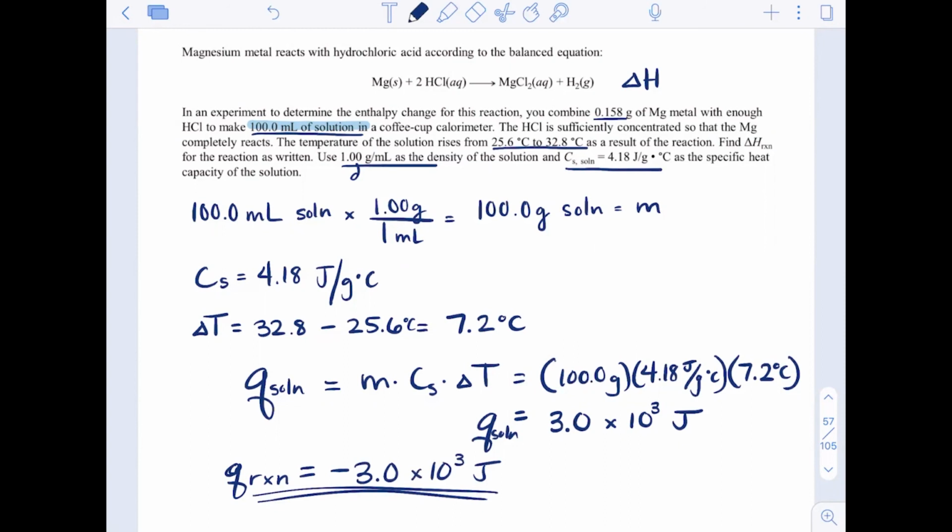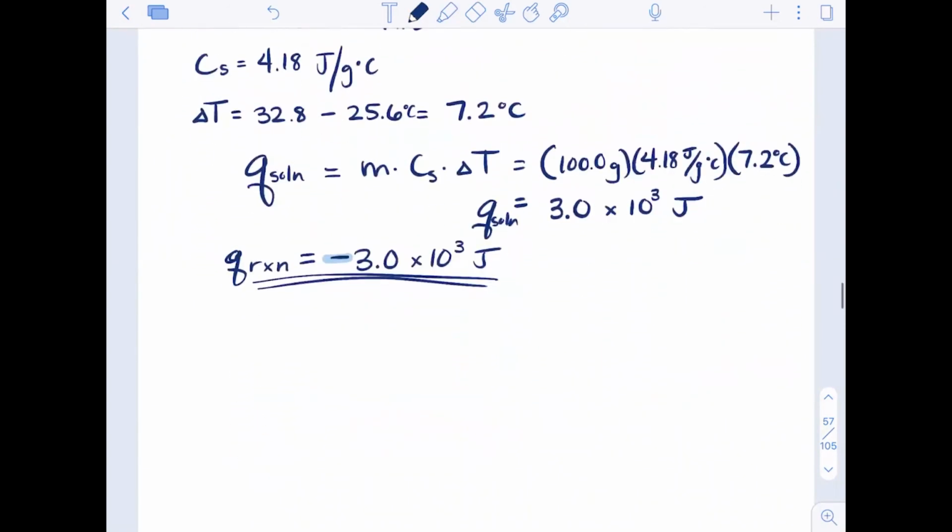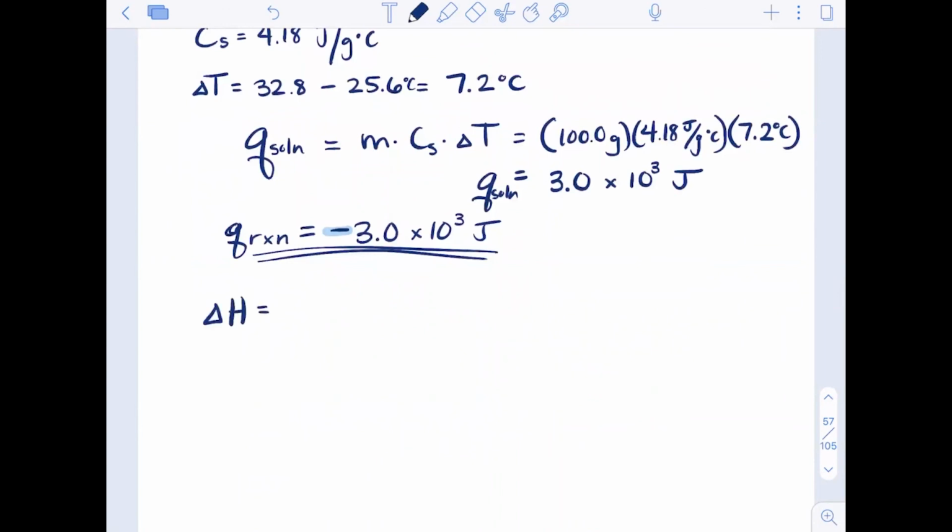How do I know that makes sense? Heat is released from the reaction. The surroundings increases temperature. Exothermic reaction, surroundings gains heat. Reaction releases heat. For the last step, we want to find the delta H. The only difference, again, between Q of reaction and delta H is including the moles. We are given the moles of magnesium, and so we will use those. Negative 3.0 times 10 to the 3 joules will be our Q.